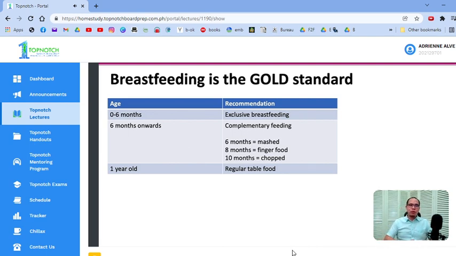And they usually ask this, how do you prepare your food for these babies? At 6 months, it's mash. At 8 months, it's finger food. At 10 months, it's chopped food. And by 1 year old, they should be eating regular table food. So kung ano yung kinakain sa hapagkainan ng parents, dapat yun na rin yung kinakain nila.